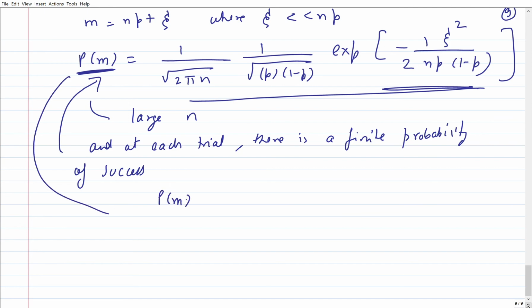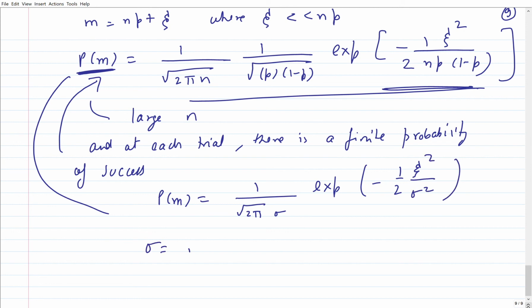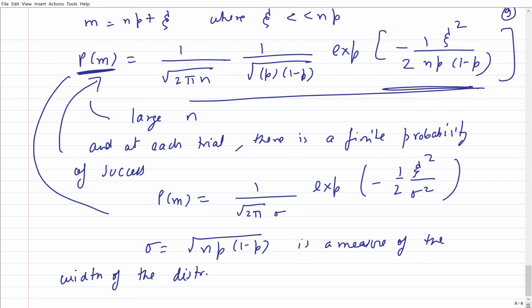I'll just write it down as P of m equals to 1 over 2 pi sigma, exponent of minus half. So I just define sigma, which is the variance, as nothing but this guy. So it's a measure of the width of the distribution.